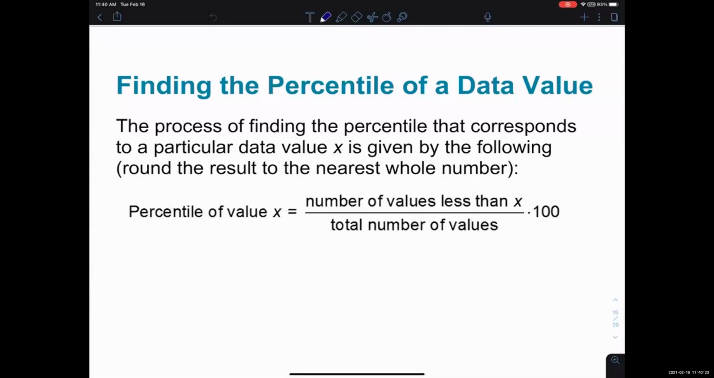So in the case of 35 out of 70, that means I would get 35 less than the median. I would divide by 70, that's all the data values, and that would give me 0.50. And I would multiply by 100 and get 50. The median will be the 50th percentile because it's the place where 50% is below.